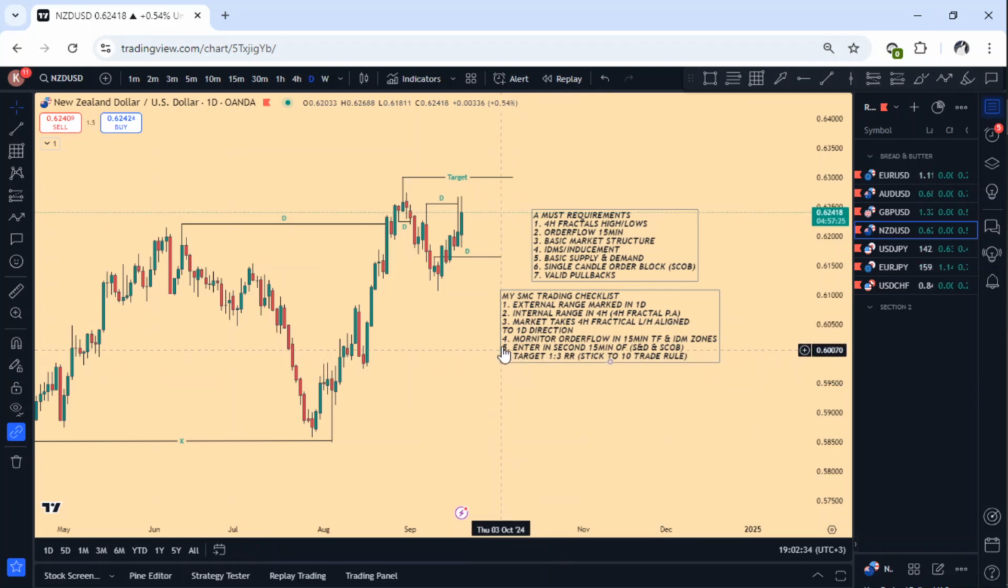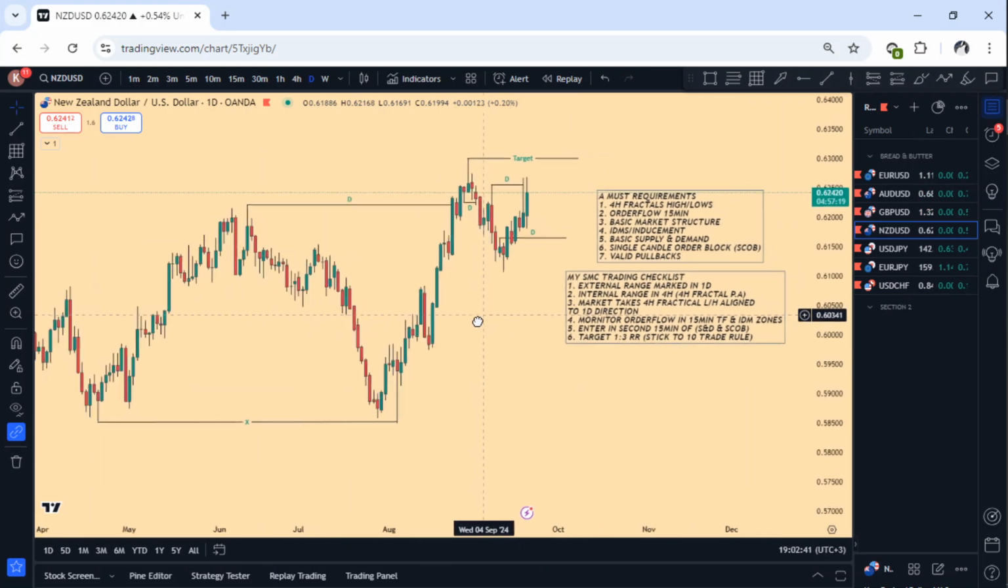Now, the SMC strategy is very simple. We look for external range. So I'll explain this, but let me walk you through what happened.